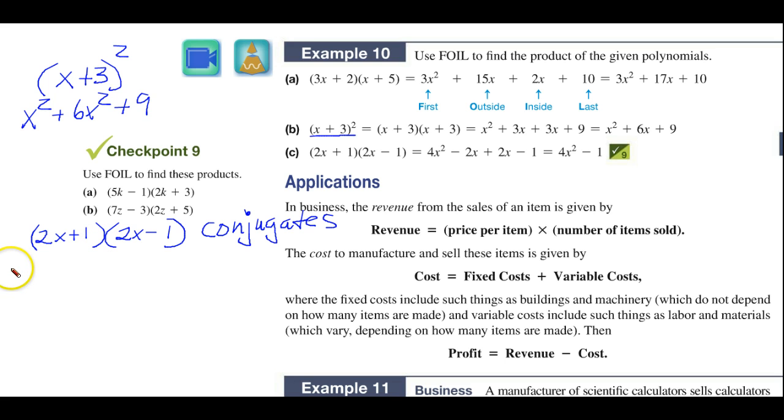Let me FOIL this for you. This will be 4x squared minus 2x plus 2x. That was the outers and the inners. And then minus 1. Notice your two middle terms cancel each other out. So you end up with 4x squared minus 1, which is the difference of perfect squares. And the difference of perfect squares, we will find out, factor into their conjugates.